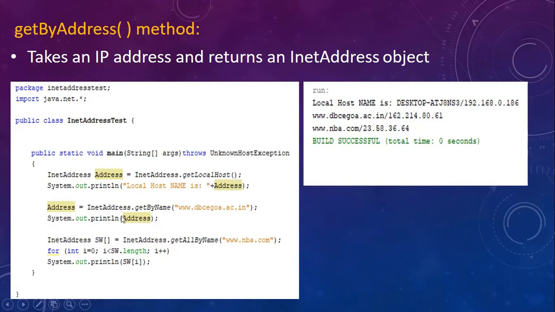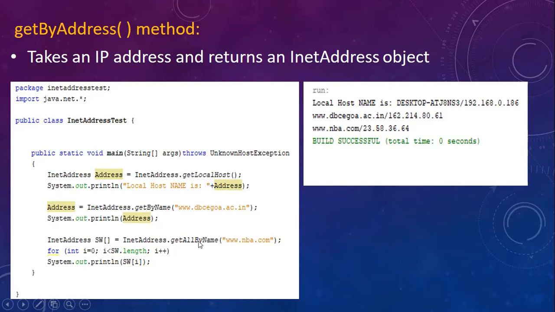Then the next method that I have used is getByName. The string that I have entered inside is www.dbcegoa.ac.in. When I try to print this, it will print www.dbcegoa.ac.in, which is the domain name, and this is the corresponding IP, 162.214.80.61.